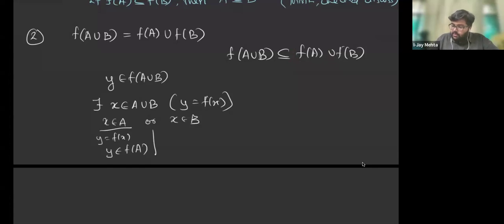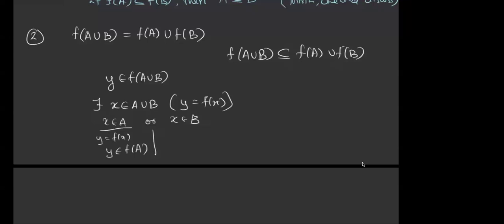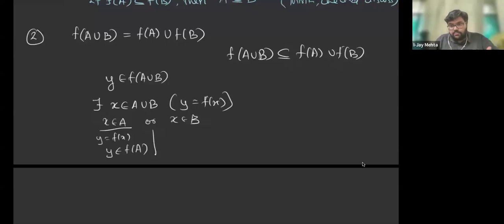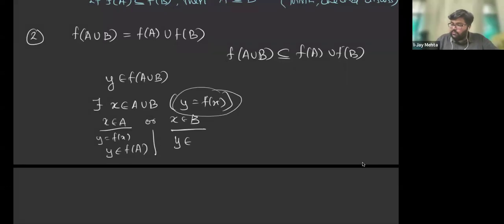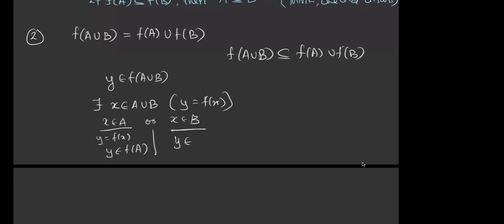If x is in A and y equals f of x, then I can say that y belongs to f of A. What is our second case? Not also. If x is in B, second case is what? x is in B, right? Yes, sir. Then what can we say about y? I know y equals f of x. What can I say about y? That y belongs to f of B.